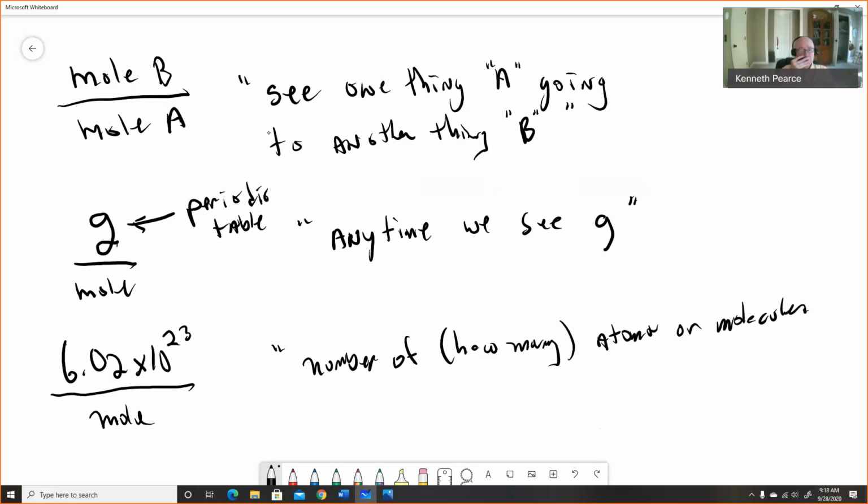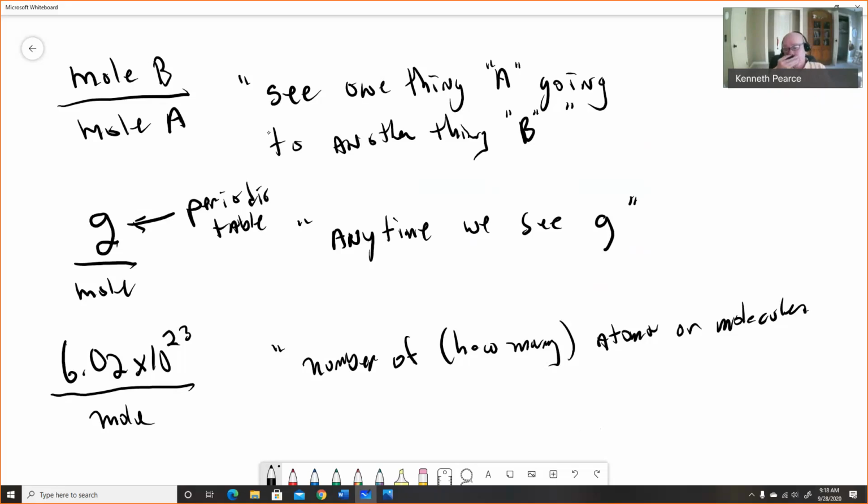So the procedure is we're going to go through every problem, and we're going to look and see, what do we have in the problem? Do I see myself going from one thing to another thing? Either you do or you don't, in which case you would use your mole ratio if you do. And you look in the problem and you see, where do I see grams? And you can have more than one place that has grams. And if you do, then you need the molar mass. You go to your periodic table and you find what it is that you need from the periodic table, the masses, to get your molar mass.